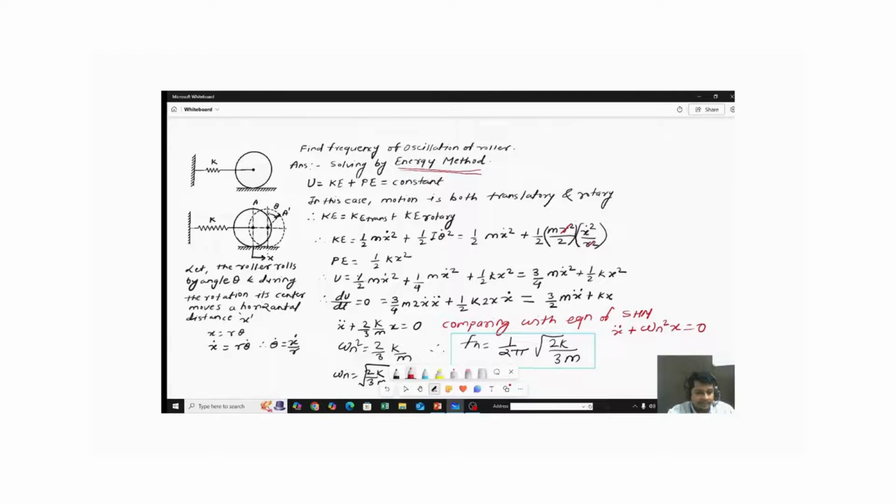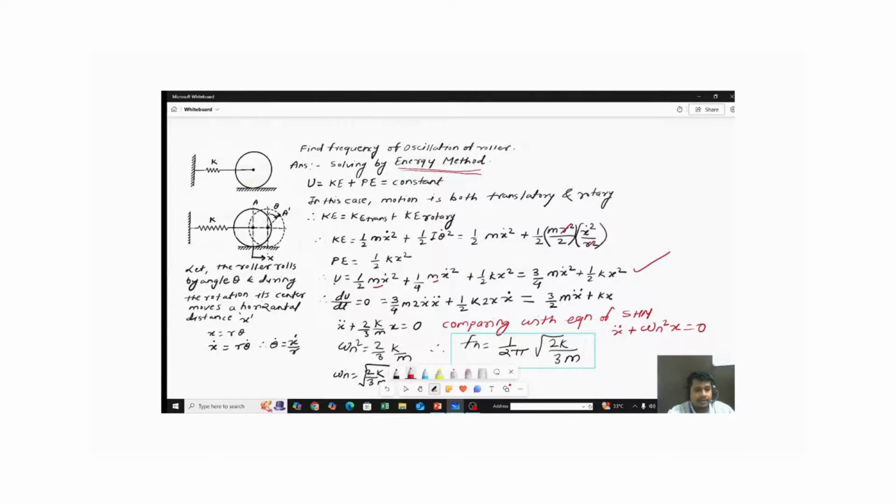Then this 1 by 2, if we add it with 1 by 4, you will get 3 by 4 because this term is similar. In this way, 3 by 4 m x dot square plus 1 half k x square. So u is equal to 3 by 4 m x dot square plus 1 half k x square. Now we have to differentiate this equation with respect to time t.